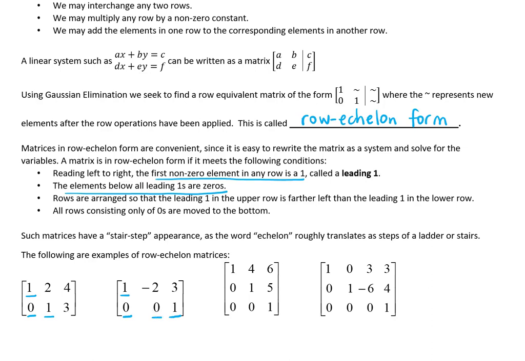As long as we have zeros before the 1, then we are okay. So this one still is in row echelon form. The next matrix we're looking at is a 3 by 3 matrix.